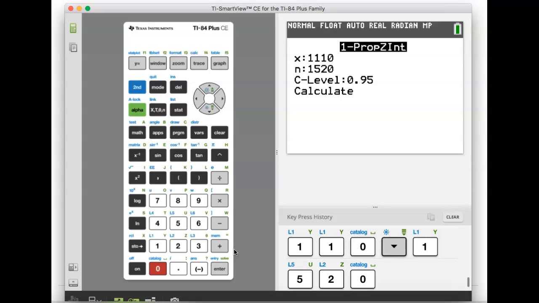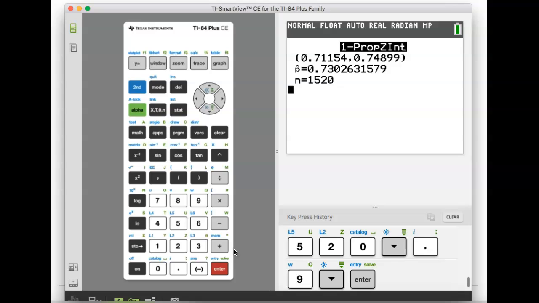All right, confidence level is just your confidence level. We wanted it to be 0.9, right? And then calculate, that's pretty self-explanatory. There we go. That gives us the exact same confidence interval that we just calculated. It gives us the p hat, etc.